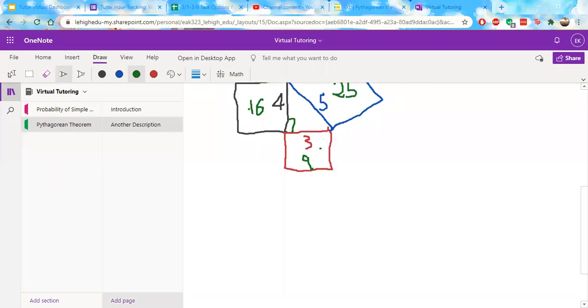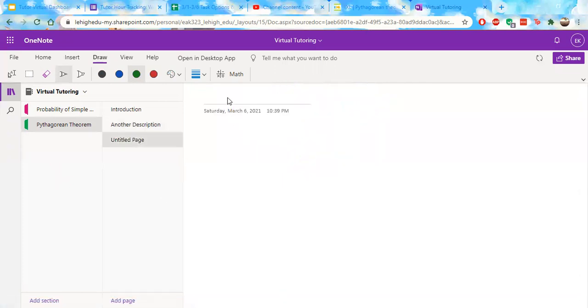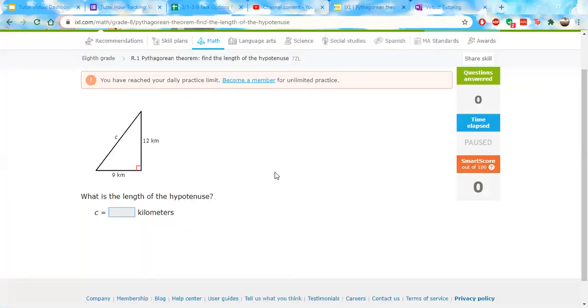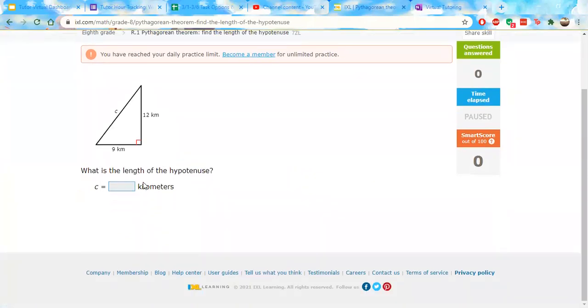So let's add a page and do problem 1. I'm going to leave the little green dot there. I like it. All right, problem 1. And let's go to IXL and just see whatever problem comes up, all right? What was the length of the hypotenuse, C? So you have 9, 12, 15. Oh, well, we already did this example, actually.